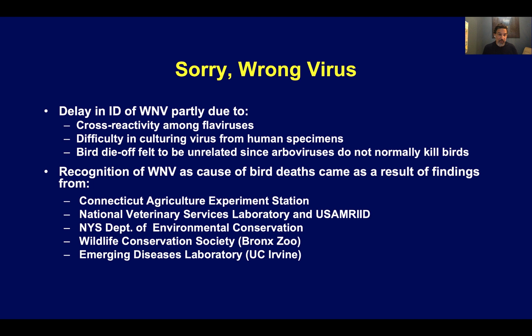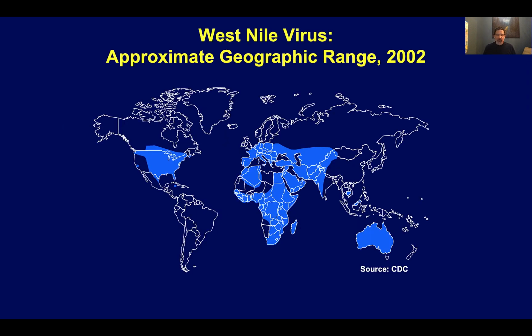And also the Emerging Diseases Laboratory at UC Irvine that was at the time led by Ian Lipkin, who is now at Columbia and has done a tremendous amount of work around emerging infectious diseases since then. So all of these things sort of came together to help identify the true cause of the human and bird related outbreaks as West Nile virus, which is a new emerging infection never before seen in the US. And so in 1999, the West Nile virus really crossed continents and emerged in the Western Hemisphere, causing an outbreak of encephalitis in the New York City area, such that its current geographic range now includes the US and other parts of North America.